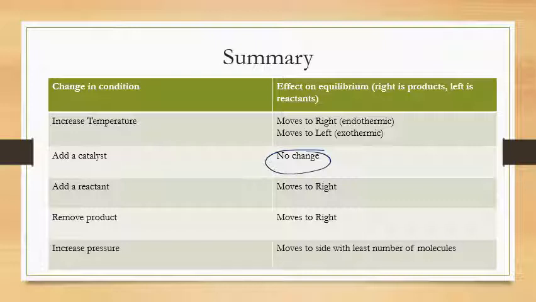Now, why does adding a catalyst affect no change? Well, remember, of course, it's an equilibrium. So if you're adding a catalyst, you increase the rate of reaction of the forward reaction. That goes up, but you're also increasing the rate of reaction of the backward reaction. So if you're increasing the rate of the forward and the back reaction at the same rate, then it's not going to change the position of the equilibrium.